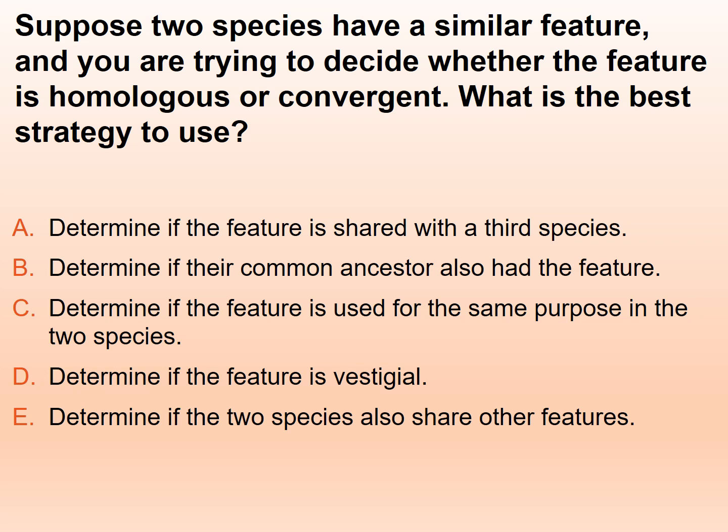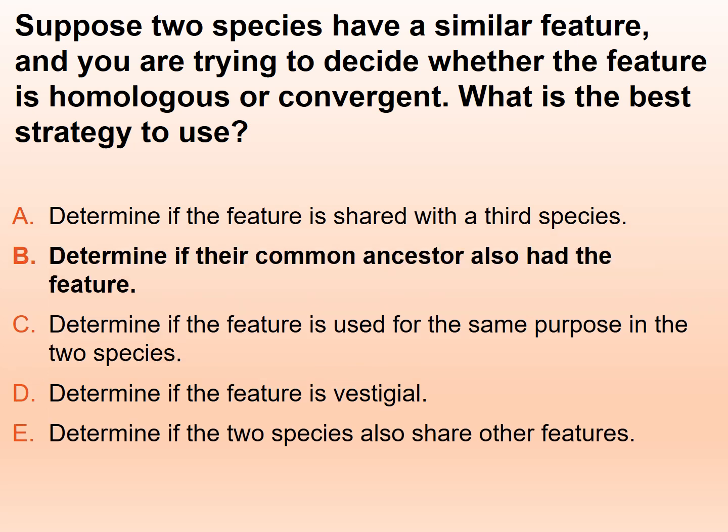Okay, so which one did you choose? You chose B, you are correct. What you want to do is determine if their common ancestor also had the feature. If their common ancestor also had the feature, what would it be? Would it be homologous or analogous? Remember, the common ancestor suggests ancestry, a common structure based on ancestry. So that would be a homologous structure.